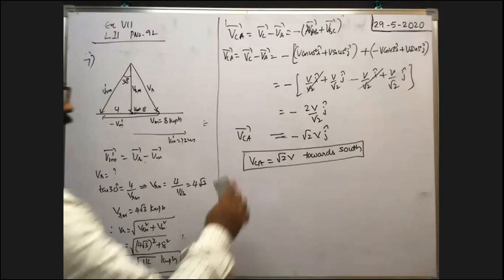What about VR? What about the relative velocity of rain with respect to man in the first case? We got that, but that answer is not there. But the speed of the rain with respect to man, another answer is there. That means you find this value from this right angle triangle. You take sine 30.